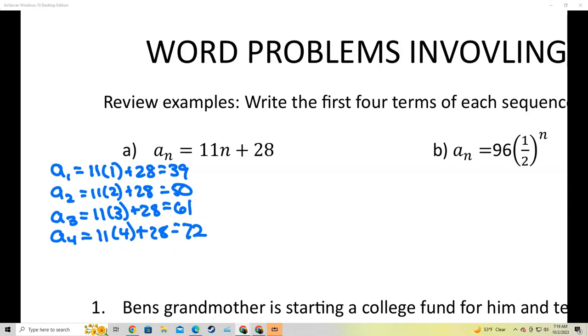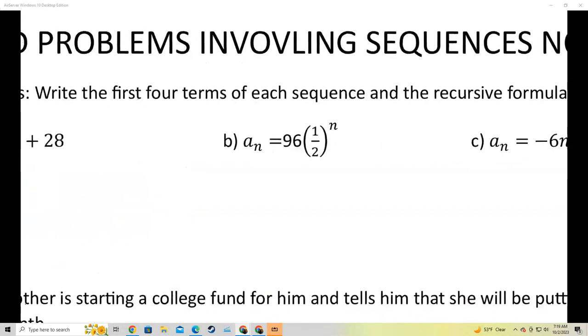Now, more importantly, you probably should write down the sequence over here. Even though they're not asking you to, it's nice to see just what it is and what it's doing. So it looks like I'm adding 11 each time. That way I know when they ask me the next question, which was find the recursive formula.